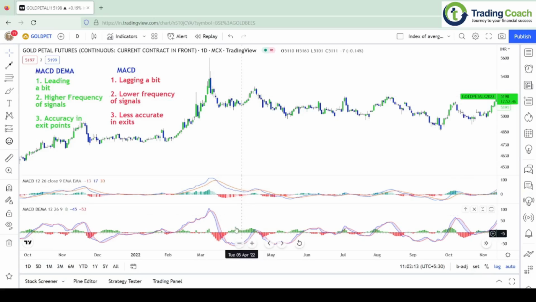So you can see that in terms of accuracy in exit points, MACD DMA is giving you more accurate exit points, right? So for example, here we had an exit point. Right after that, you can see the prices continue to climb up, and again here we had another exit point, and right after that, the market continued to bounce back. So when compared to the exit points, we can see that MACD is lagging even more. When it comes to entries, it is a little lagging, but when it comes to exits, MACD exits are more lagging compared to MACD DMA. All right, you can test it out for yourself.